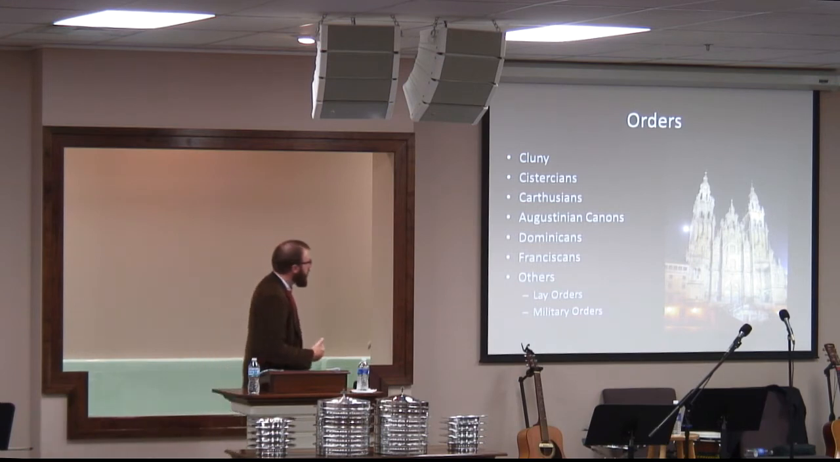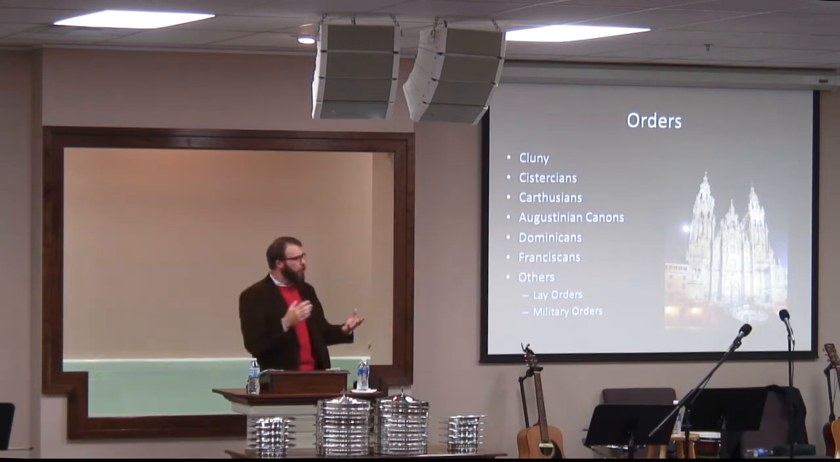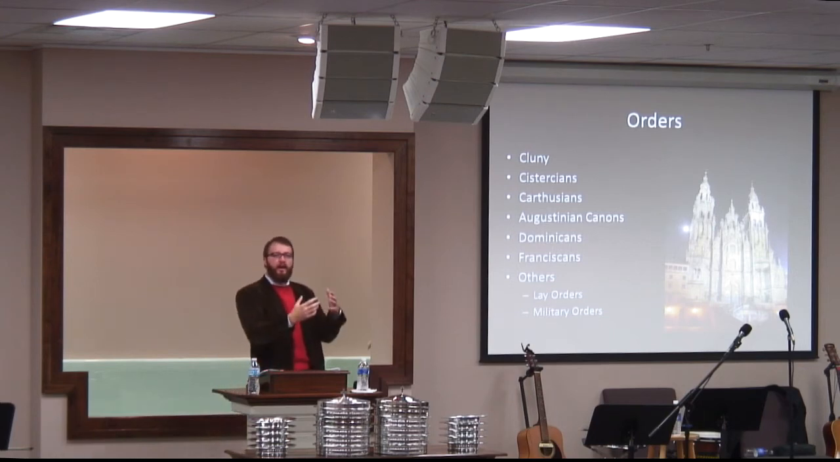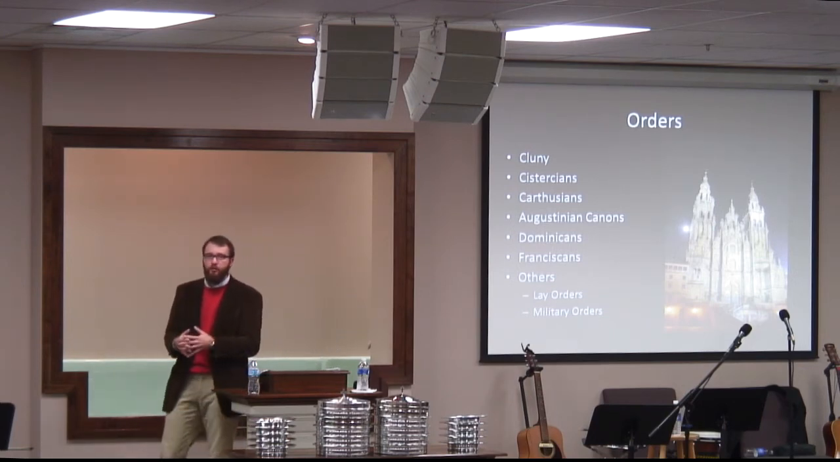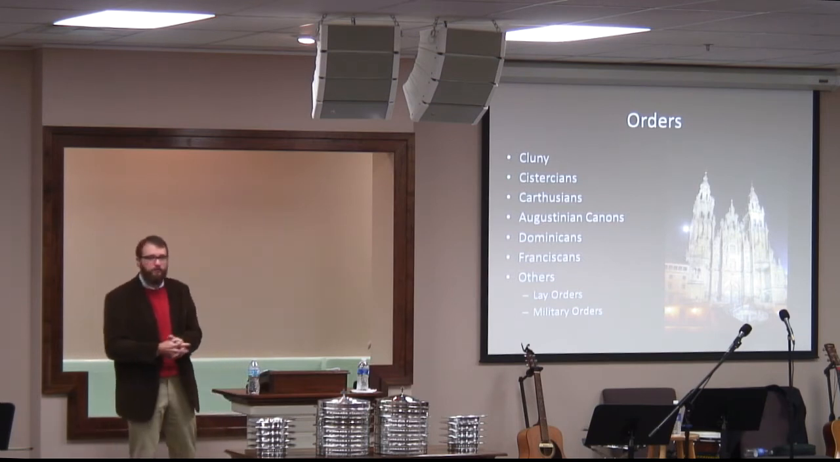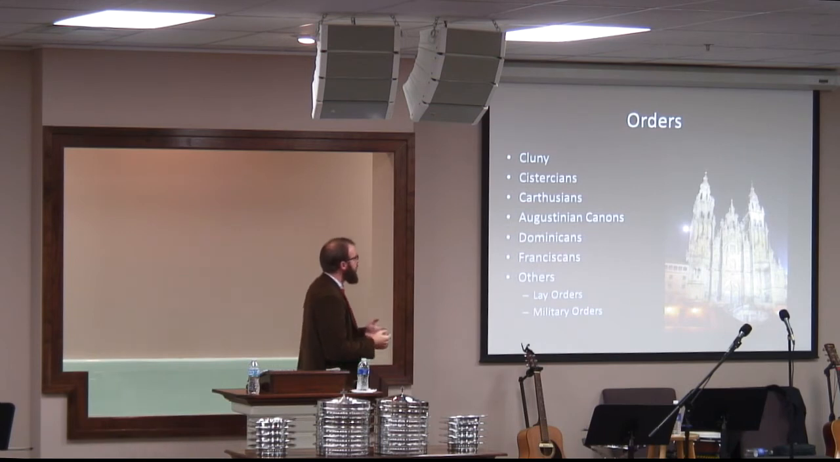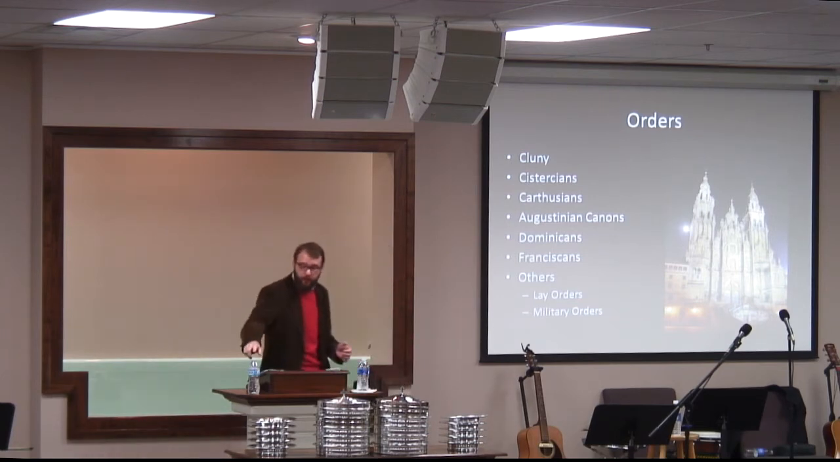You have the Carthusians, which are going to be a very, very strict sort of a combination of hermits and communal monks. They're going to live by themselves almost entirely, but occasionally come together. They're the only monastic order that has never been reformed, ever. You have the Augustinian canons. These are going to be the guys who go into the cities. You're also going to have Dominicans and Franciscans, which are going to be mendicant friars, begging friars, who are going to go into the cities as well.